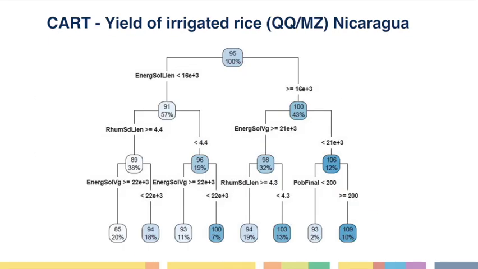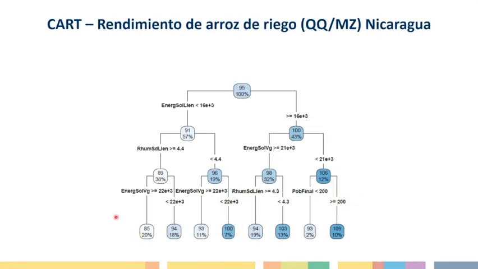This is an example of a CART for the yield of irrigated rice in Nicaragua. The response unit was in quintals, and we had predictors related to the climate. There's one for population here. So what we wanted to do is to see the relation between the different variables so that we could identify what was the best possible scenario for producing the highest yield. And we did this with CART.